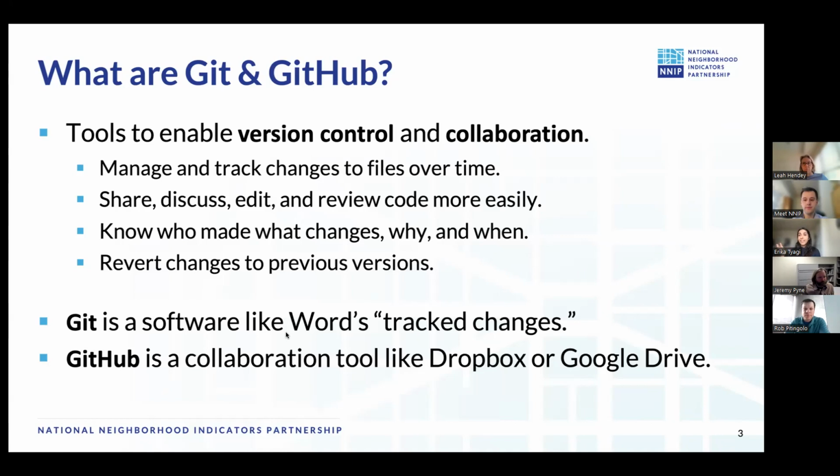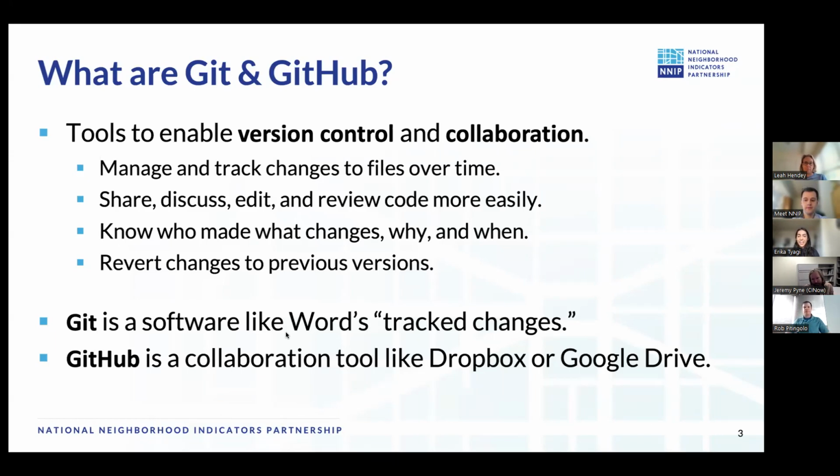Specifically, the kinds of files we're talking about with Git and GitHub are code. That's going to be R scripts or Python scripts or Stata scripts or SAS scripts or other kinds of code-based files. GitHub lets you share, discuss, and edit that code more easily. That's the collaborative feature of letting you and your collaborators work together on code instead of going back and forth over emails or Slack messages or Teams messages. It provides a centralized way of communicating about that code and about individual pieces of it. It lets you know who made changes, why, and when.